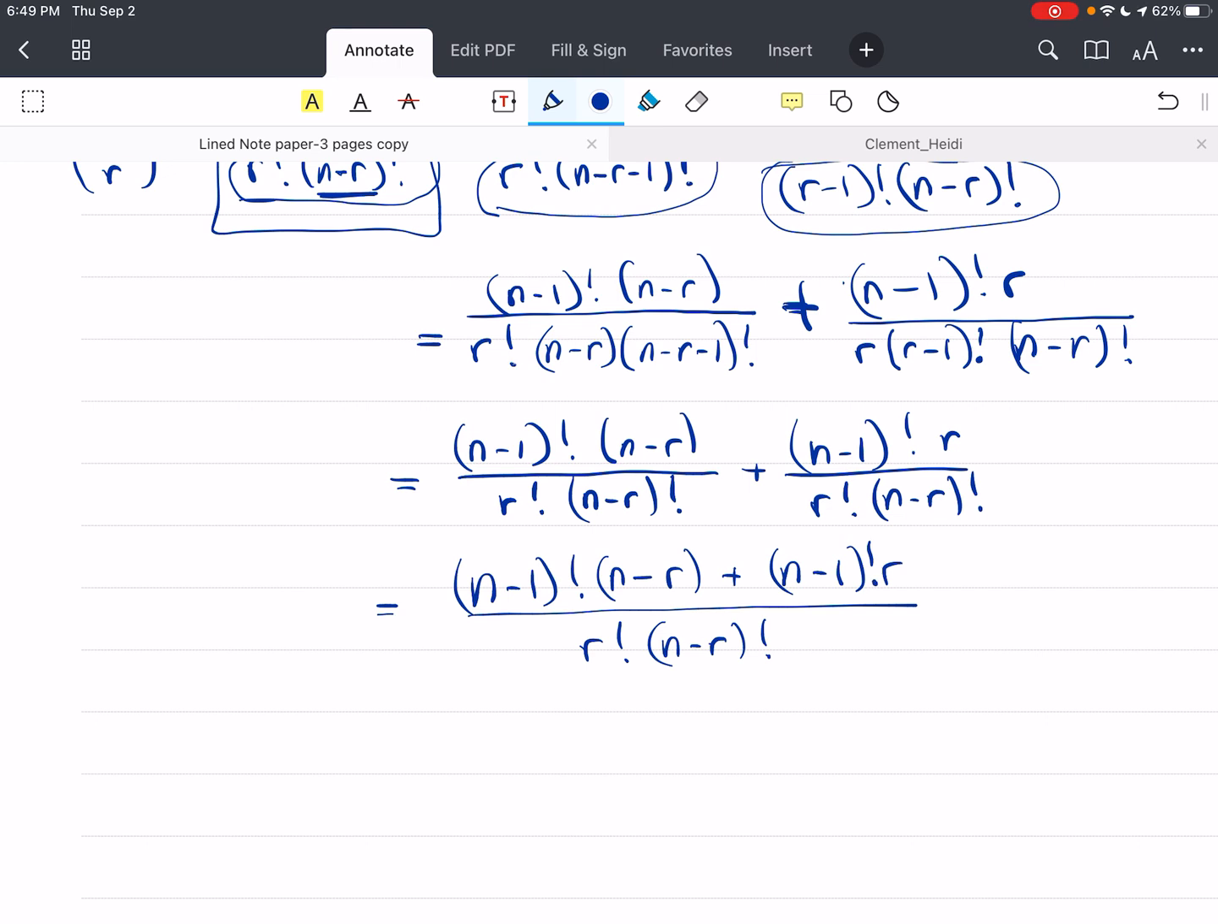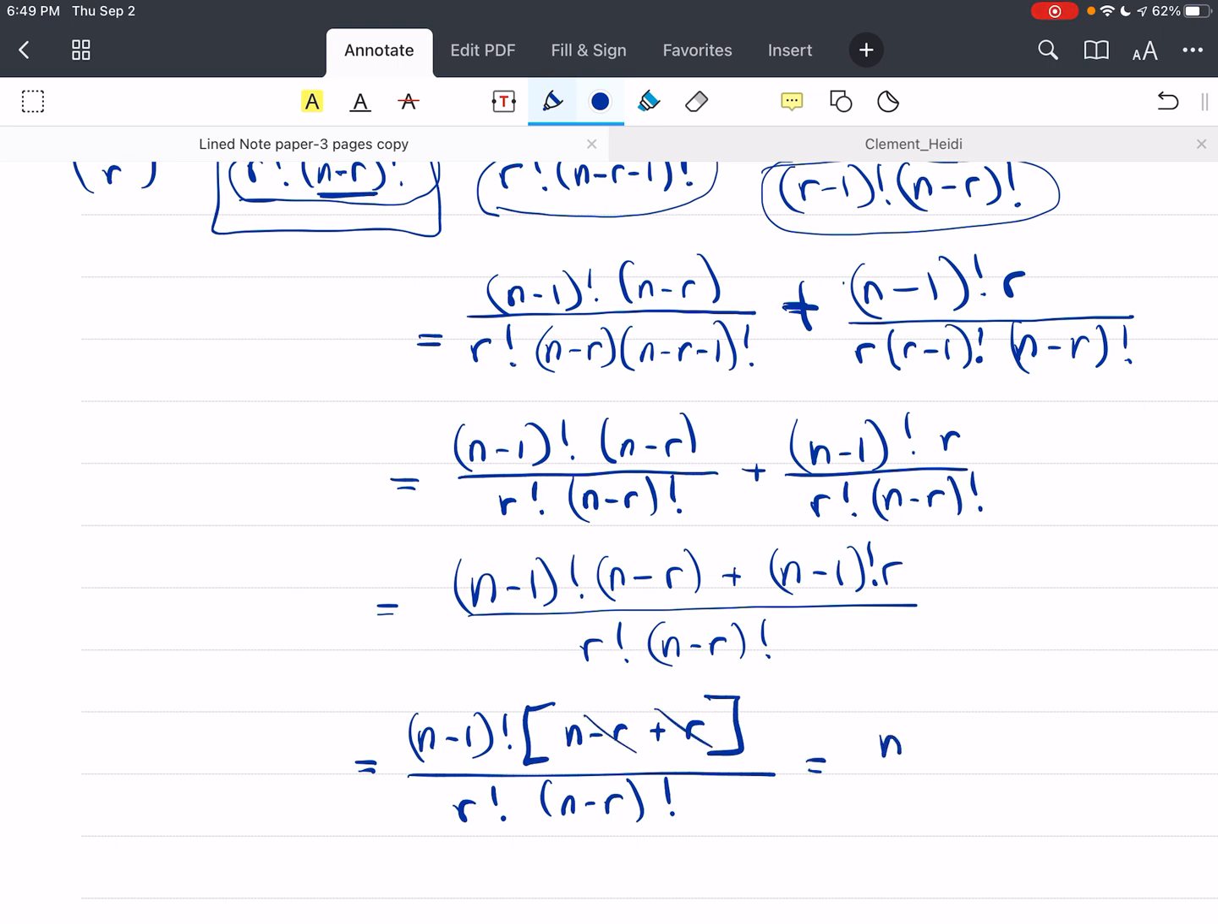So now I'm going to factor the top. What I have on the top is n minus 1 factorial. That's in this part and in this part. I have it in both. So that's common. And when I factor it out, I'm left with n minus r plus r, all over r factorial n minus r factorial. And then you'll notice that this cancels out, and I'm left with n times n minus 1 factorial over r factorial n minus r factorial. I just put the n in front instead of in back. And now I can easily see that's n factorial over r factorial n minus r factorial.